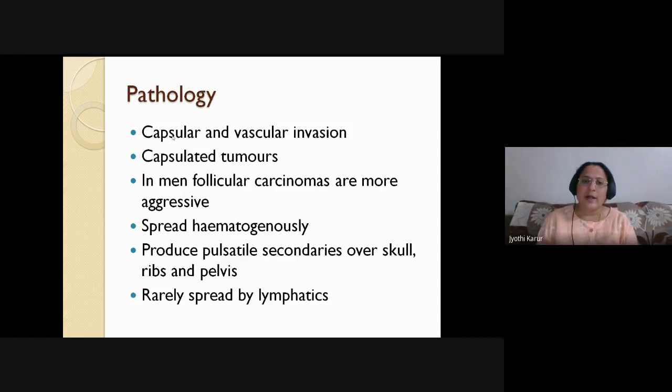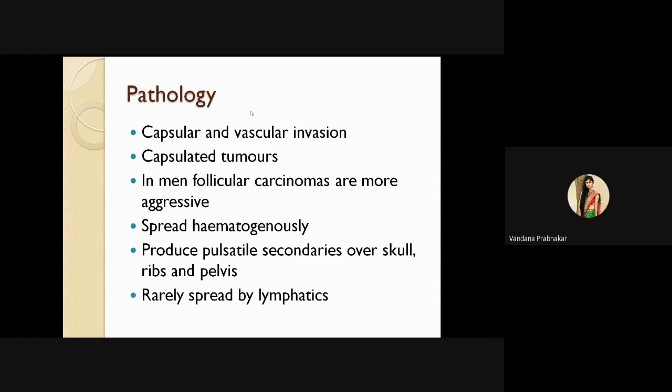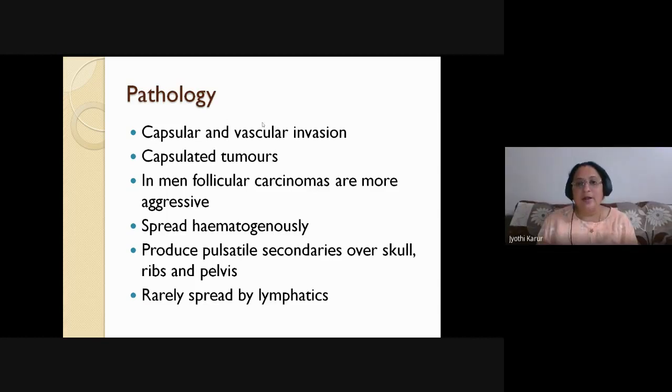How does it spread? By capsular invasion and vascular invasion. Papillary carcinoma spreads by which route? Lymphatic. Whereas follicular spreads by the hematogenous route. The good point is they are well encapsulated tumors, so they are slowly growing, but not as slow as papillary carcinomas. In men, the follicular carcinomas are more aggressive. It is more common in females, but in men with goiter, you should be more vigilant because they might be harboring follicular carcinomas, and they are very aggressive. You have to treat them at the earliest.